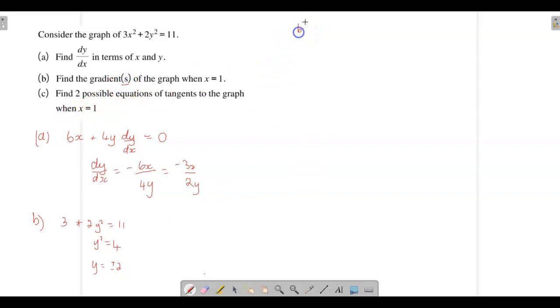So just carrying on with B now. When x equals 1 and y equals positive 2, then my gradient dy by dx is -3 divided by 4. So I've just substituted those into here. And there's a second answer.